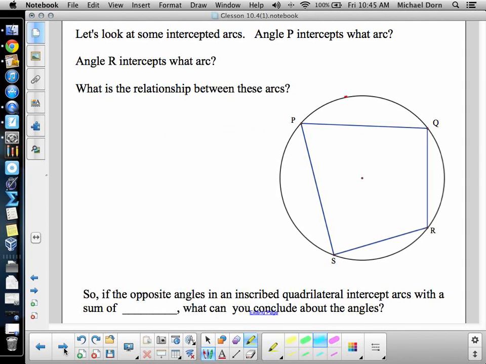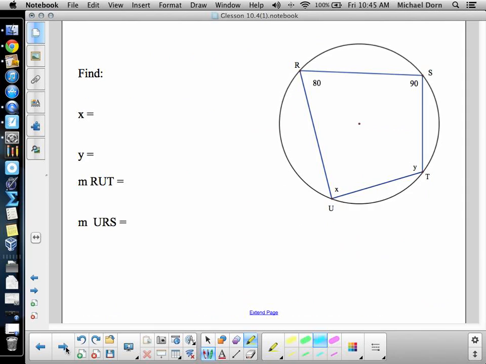So we can do some neat stuff, and actually that's what that page was. Let's take a look at this. Let's find the value of x. If s is 90, what's the value of x? 90. And y would be 100. Okay, let's find the measure of arc RUT. Well, that would be R to U to T. That would be the arc. Where is the angle inscribed? Catching it? Right back there.